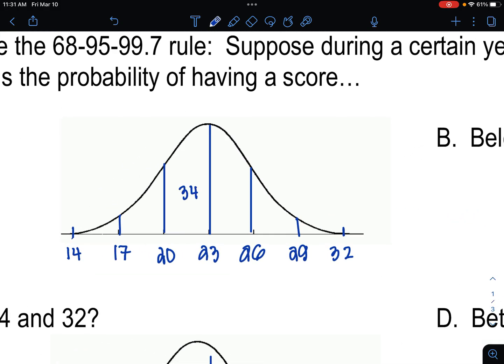This is 34% and 34%. Right? This is 13.5%. This is 13.5%. This is 2.35% and 2.35%. And this is 0.15% and 0.15%. So I really should have copy and pasted all of this. I'll just use that as a reference to answer each one of these.